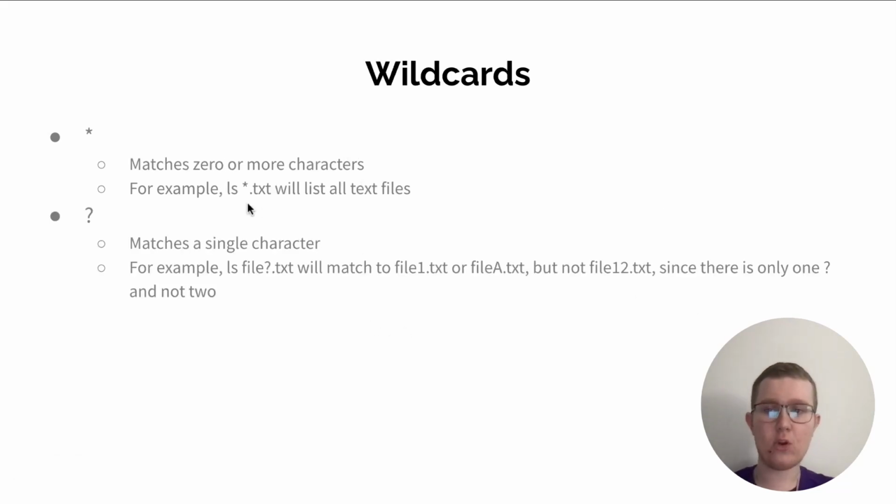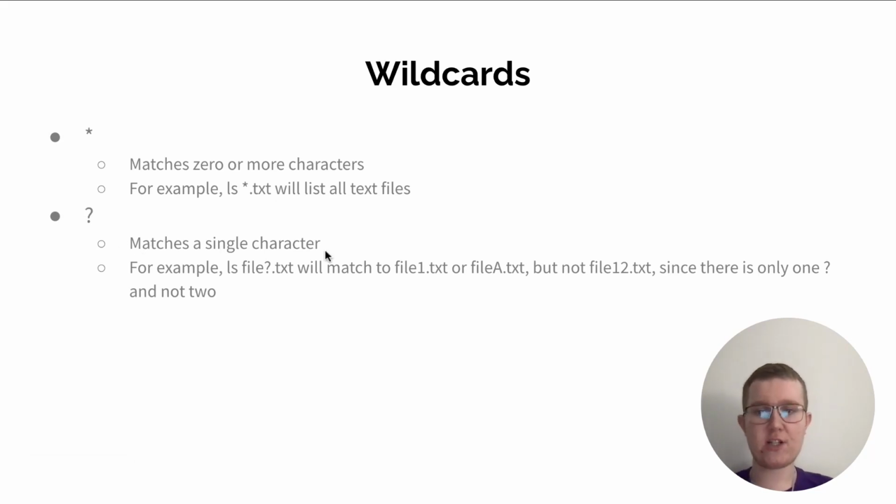There's another thing in Linux called wildcards. An asterisk matches zero or more characters. So for example, if you want to list all the text files, you could just type ls, which lists contents, as we went over, then *.txt, because it matches all file names with the text file extension.